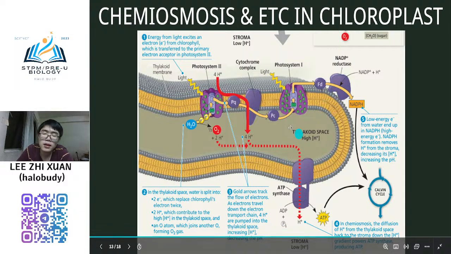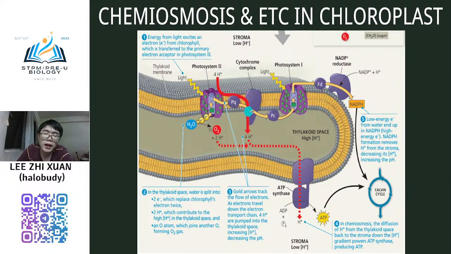So when the hydrogen ions are pumped inside the thylakoid space, we already create the electrochemical gradient, because it is pumped from low concentration to high concentration via an antiport process. Okay, so I hope everyone understands it.